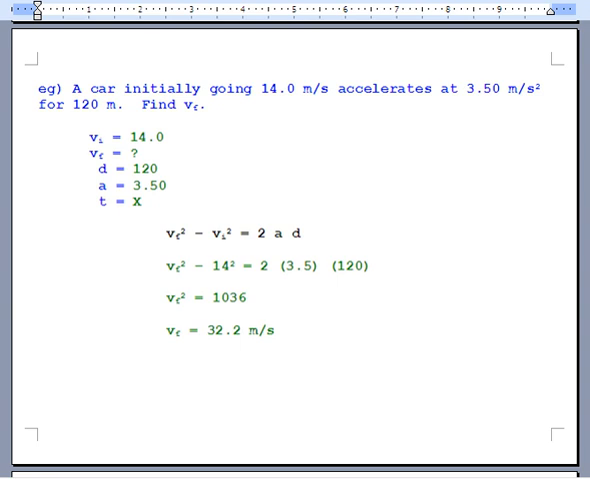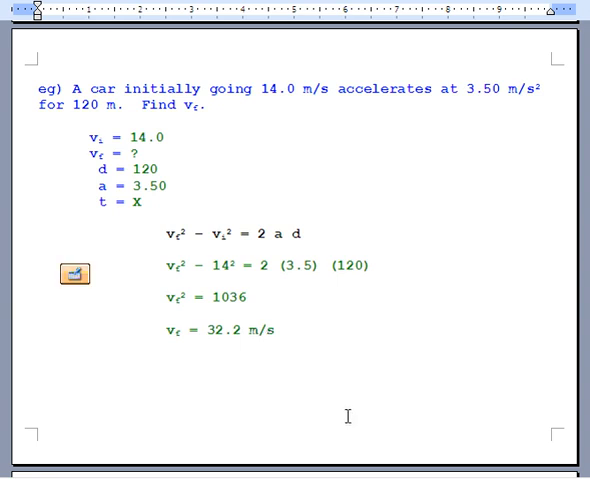There's your answer. Again, hopefully you're not getting stuck with the algebra. If so, get in touch with me and we can go over it. But really, we plug the numbers in. Plug in your VI, your A, your D. Going to throw this half into your calculator. Add 14 squared to both sides. We get 1036. That's VF squared.